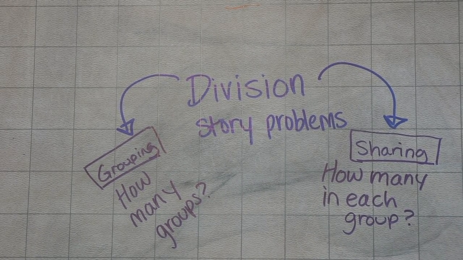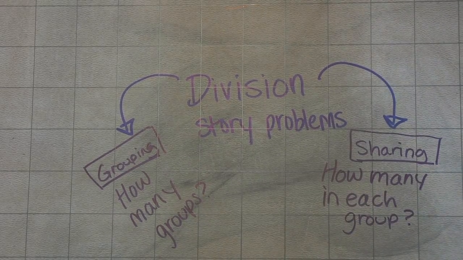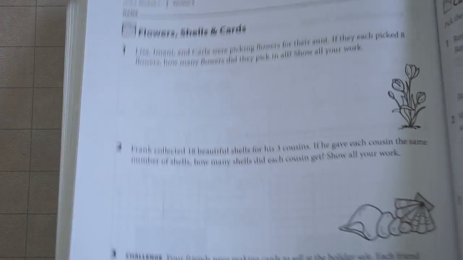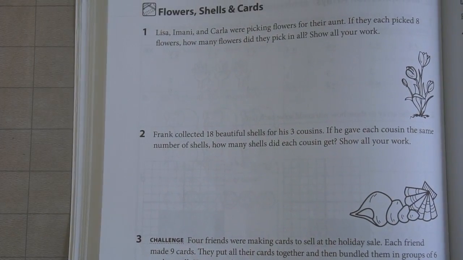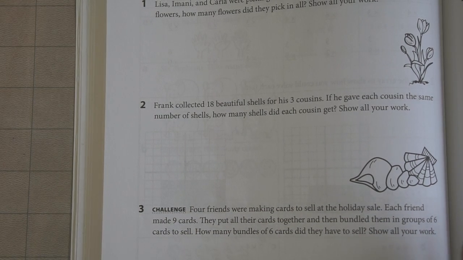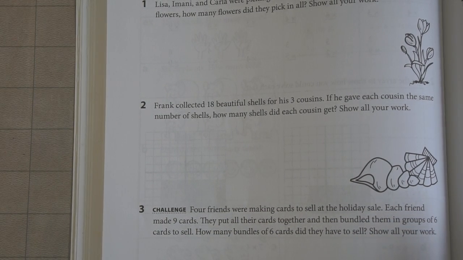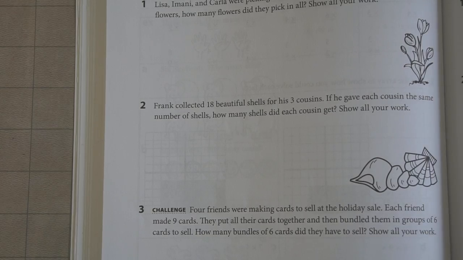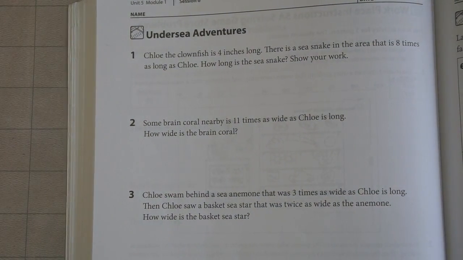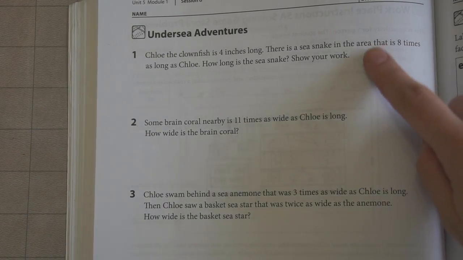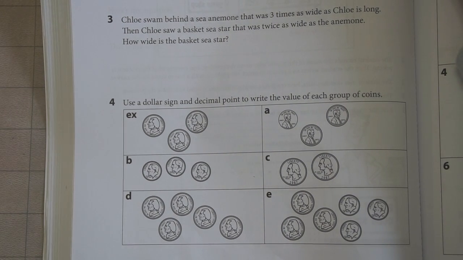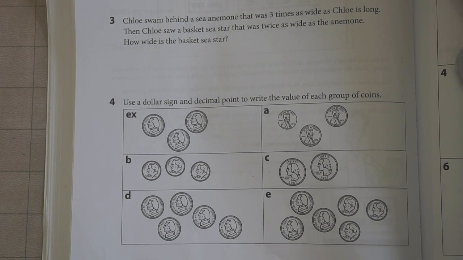Now let's take a look at the pages in your Bridges book you've got to do this week. On page 148, it's all story problems. The last one is a challenge problem. It's a little more complicated, might have more than one step. The other page you need to do is page 152. 3 story problems and a little bit of money review, just to see how you're doing with that still.